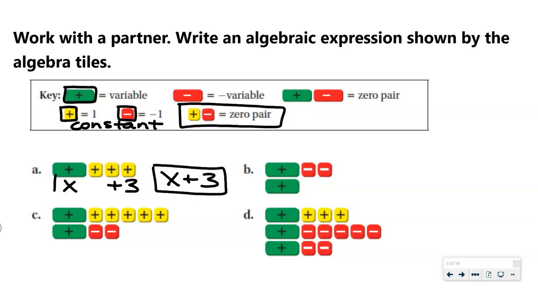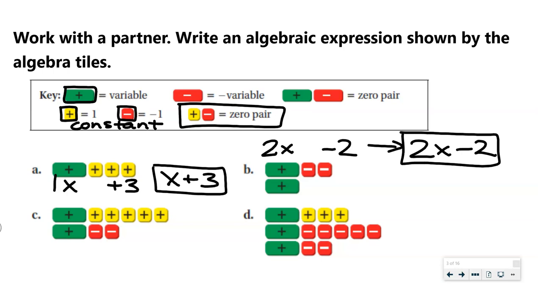The next one, we have 2 positive variables. We have 2x, and we have a minus 2. So together, they make 2x minus 2. Furthermore, we have 2 positive integers. I'm just using x as our variable. You can use any variable, a, b, c, d, and so forth. But x is kind of the most common.